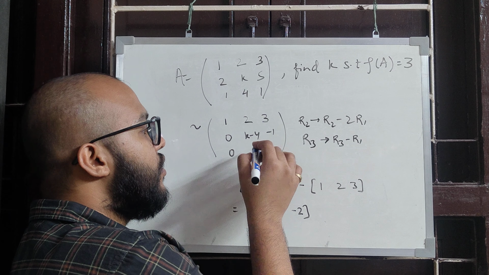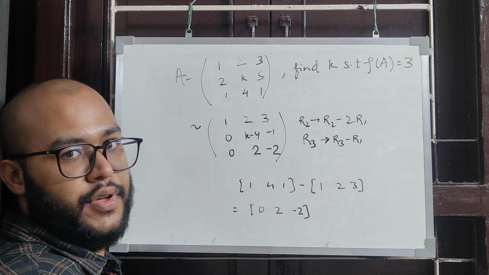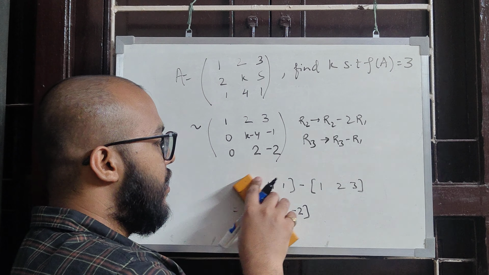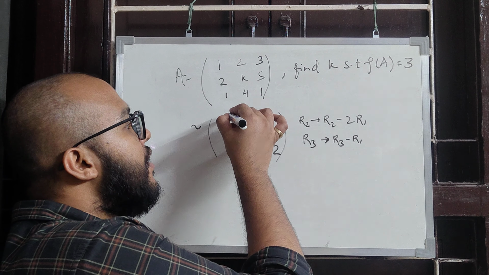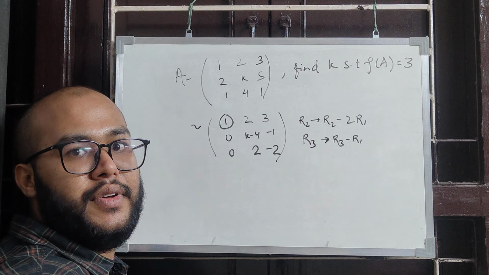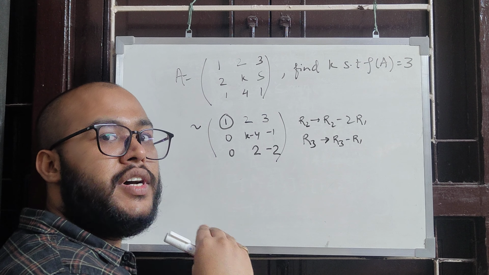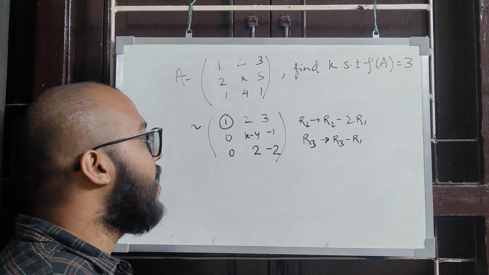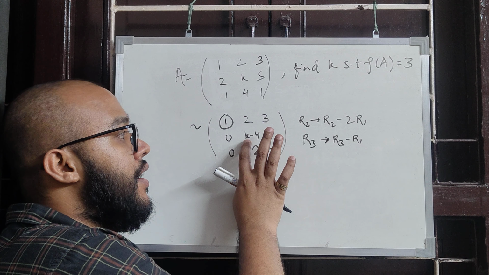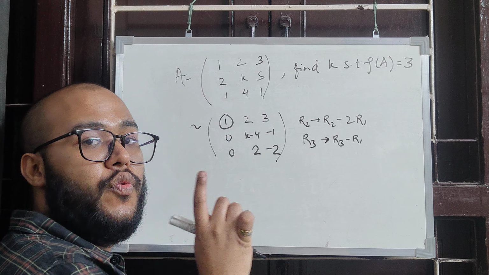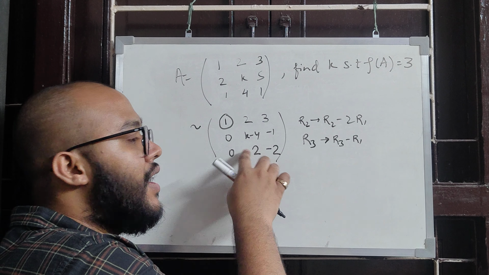So it is 0, 2 and minus 2. Okay, that's all. Now we have made the leading column non-zero and all entries below it 0. Then we move to the next column. We will skip this row and start here. It's k minus 4. We have to make sure this is non-zero, and we'll try to deal with the other things.